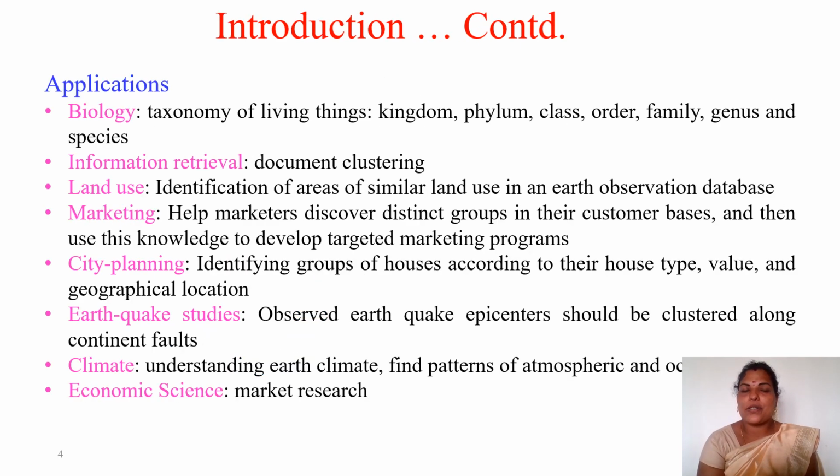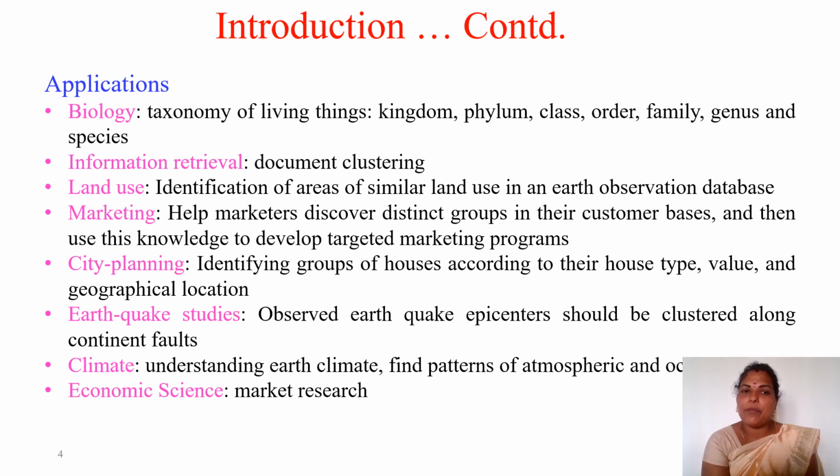So many applications of clustering are there. Clustering is used in biology, that is, the taxonomy of living things, where we group based on kingdom, then phylum, class, order, family, genus and species. Then in information retrieval, for grouping documents, that is document clustering. Then land use, that is, identification of areas of similar land use in an earth observation database, whether it is a slope area or some plateau area. Likewise, based on the landscape also, we can group the geographical data.